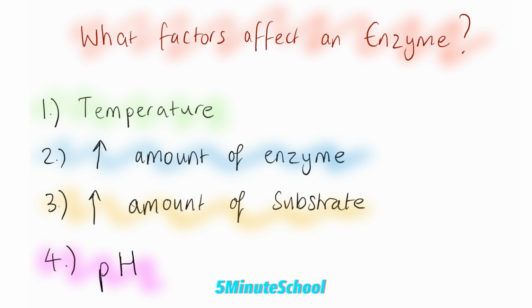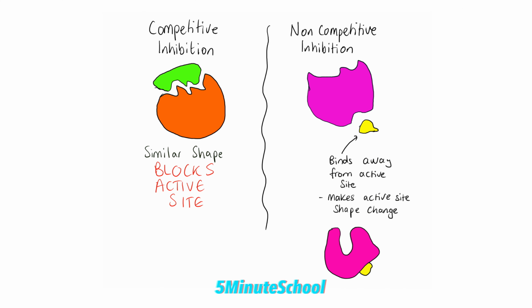And the last thing that we're going to talk about now is different types of inhibition. So a good way to control the rate of a reaction, especially when enzymes are involved, is by inhibiting the enzyme from working. There's two mechanisms for this to happen. There's competitive inhibition and non-competitive inhibition.